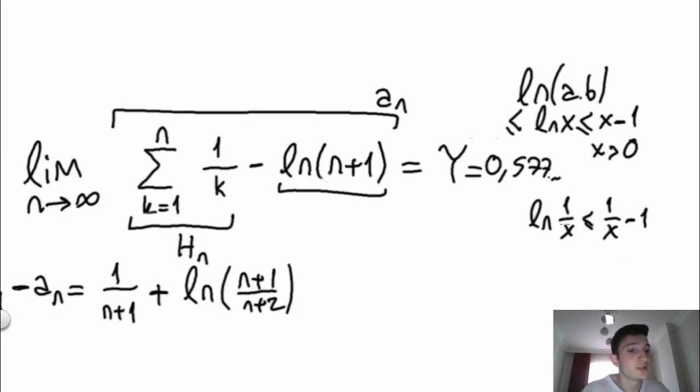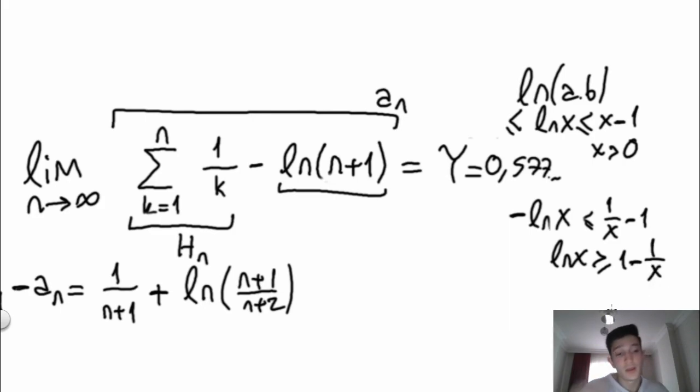Why am I doing this? Because now I got a minus sign. Do you notice it? So I can just write 1 over x as x to the minus 1, and I can take it here. So now if I just multiply both sides by minus, I'm going to get ln x is greater or equal than 1 minus 1 over x.